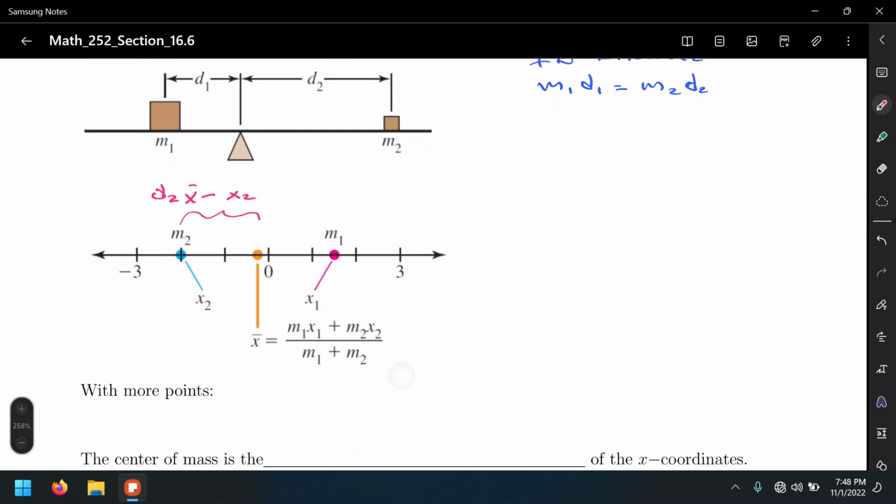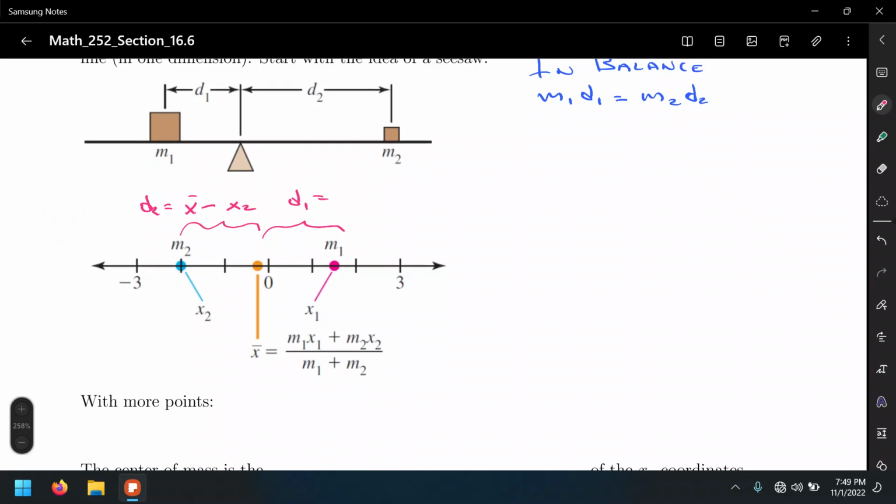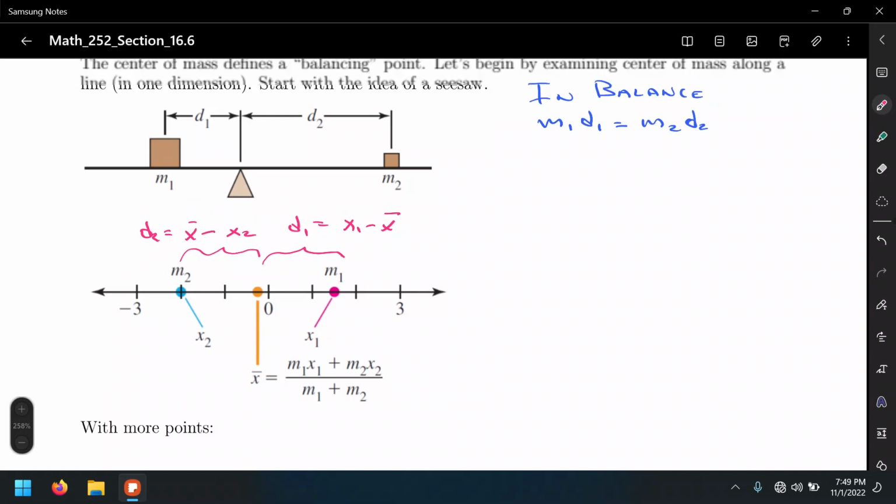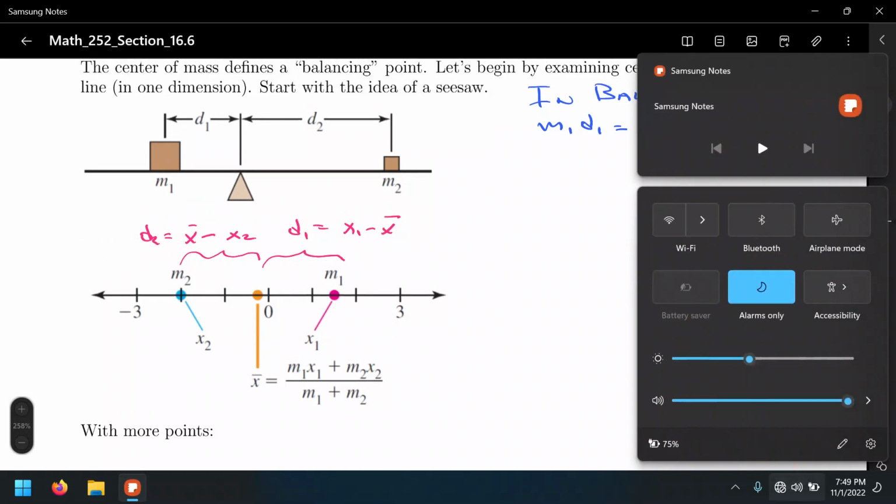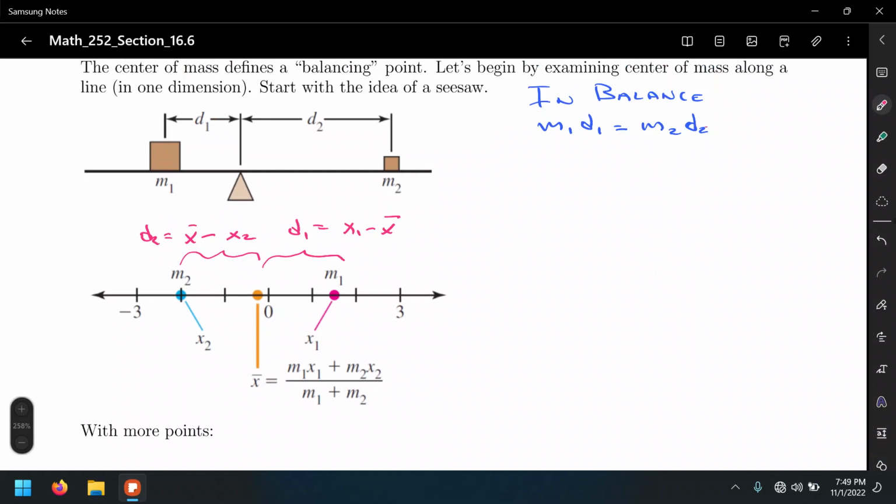Okay, and d1 will be that distance from the center of the mass to where the other mass is located at. Okay, which in this case it's going to be the furthest most, which is x1 minus x bar. So this is what we're going to do. We're going to substitute this d2 over here and this d1 over there.